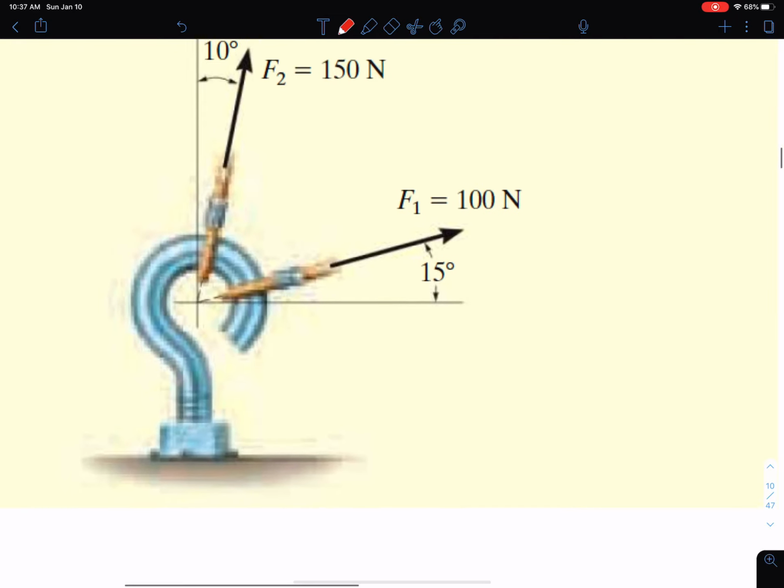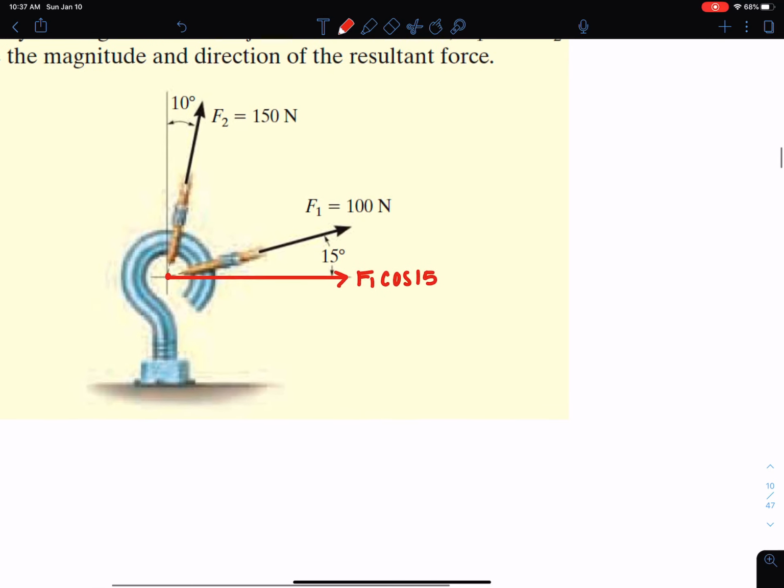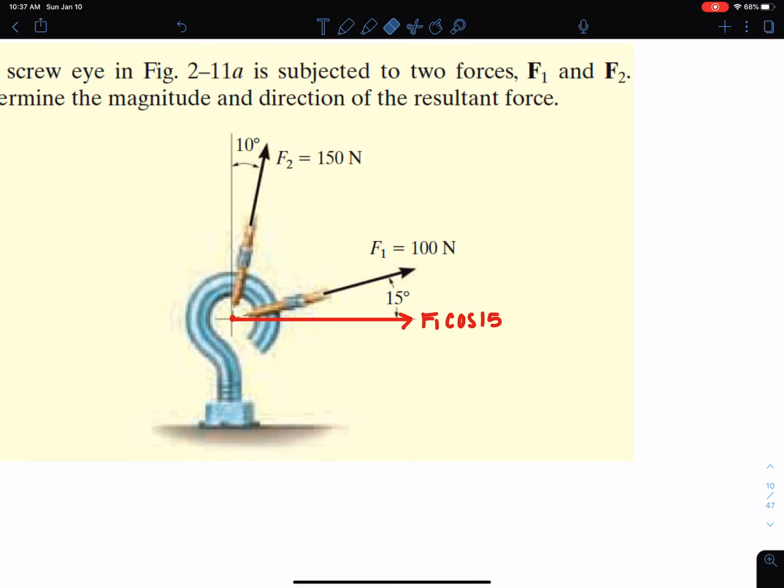Okay. So here, what I'm going to do, I'm going to come and take the F1 equals 100 Newton force and put it into components. So the first thing here, I'm going to start at the origin. I know that I have an F1, this will be cosine 15. I can put the 100 in too. I can either put F1 or 100, whichever one you guys like. Maybe let me put the 100 so we know.